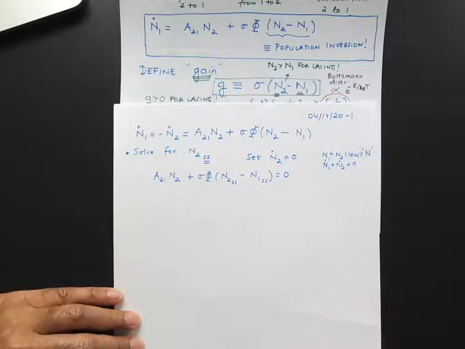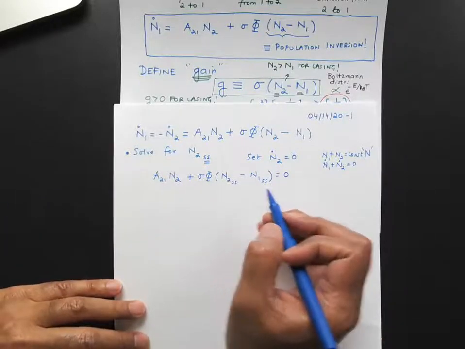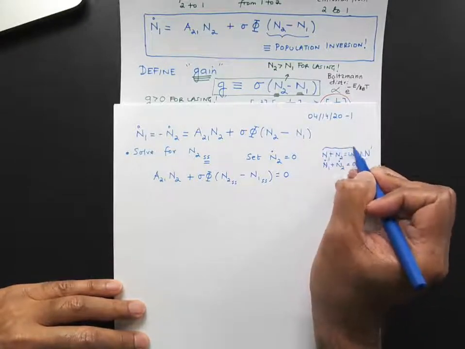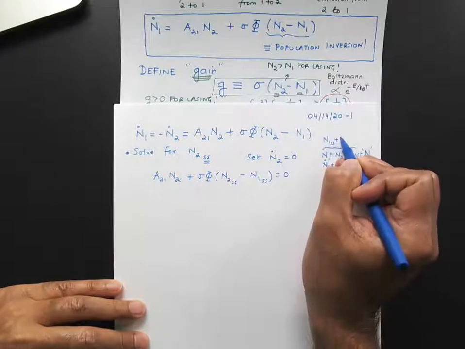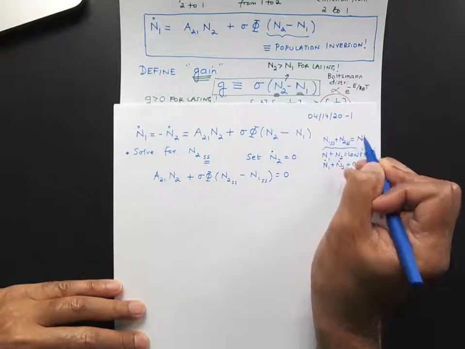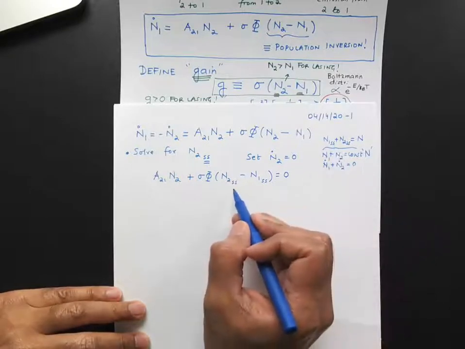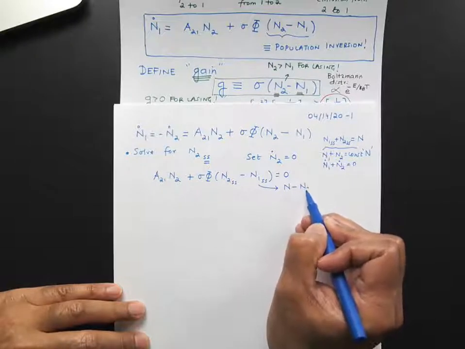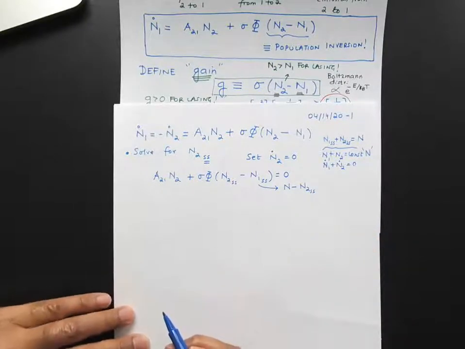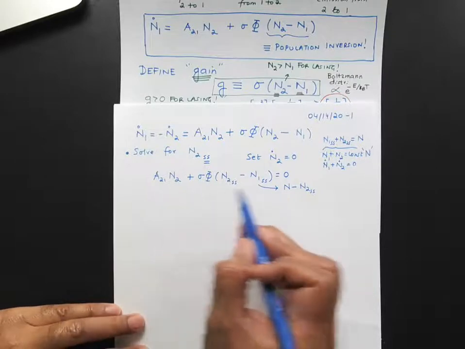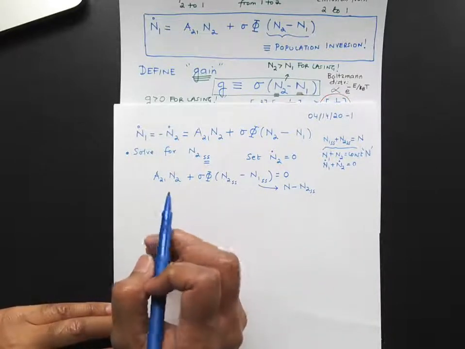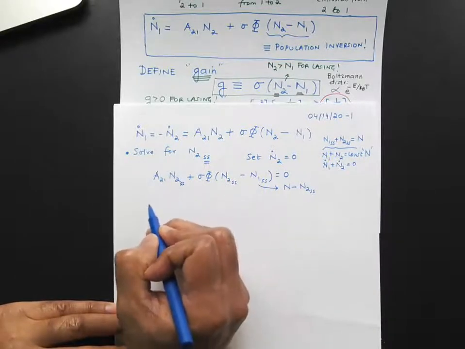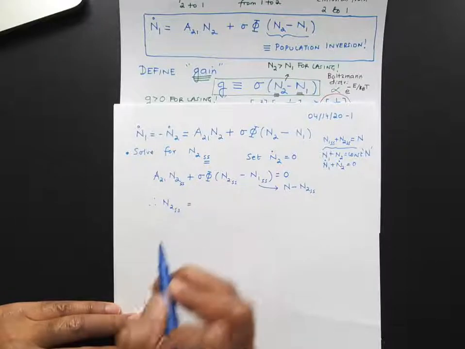Yeah? And of course, N1 plus N2 is a constant N, and this of course also means N1 steady state plus N2 steady state is N, right? And so I can substitute for N1 steady state, simply it's that, okay? And so from here, therefore, I get an equation for just N2 steady state, and so I can solve for N2 steady state.